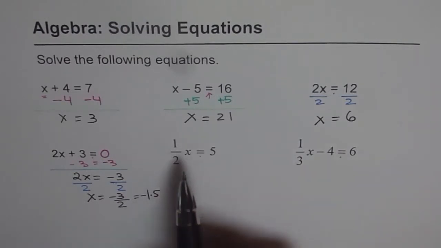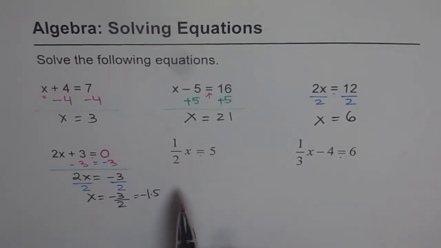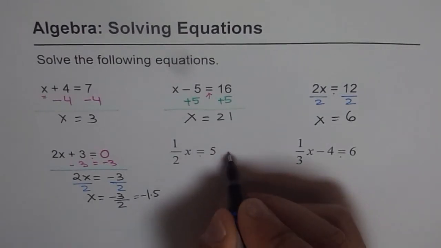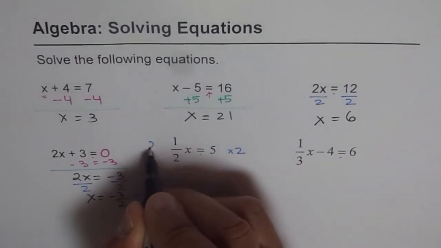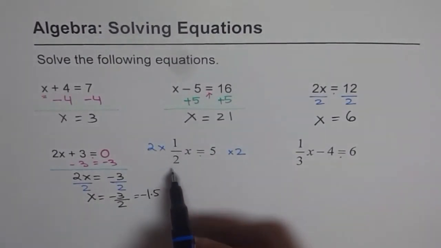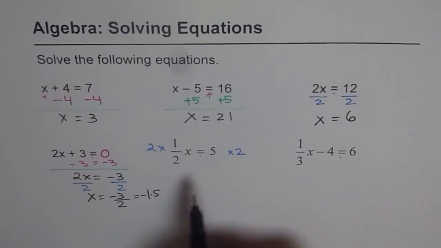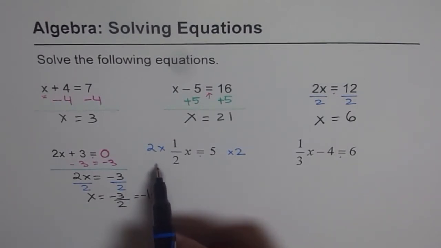Next one is half of x is 5. If it is half of x, how can I get the value of x? I can get the value of x by multiplying by 2, right? Times 2. Half of x is also x divided by 2. Now since we want to know what x is, we need to multiply by 2. Now what do you get?